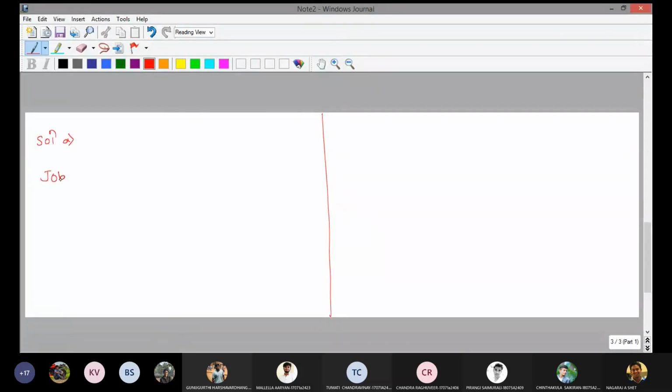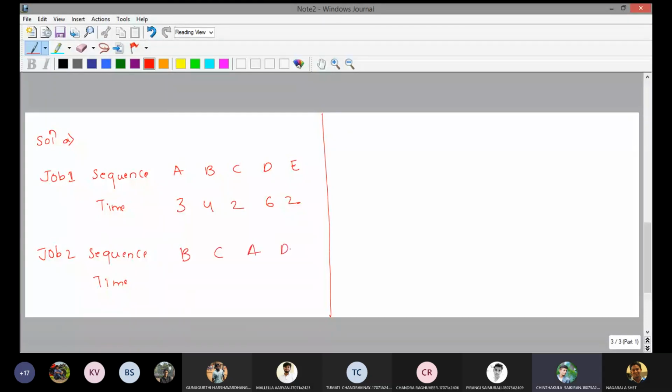The job 1 sequence and the times, and the job 2 sequence and the times. Can you tell me the numbers here? First one is A, B, C, D, right? Tell me the timing. 3, 4, 2, 6, 2. Right, 3, 4, 2, 6, 2. And can you tell me the sequence of job 2? B, C, A, D, E. B, C, A, D, E. Good, very good. Thank you.